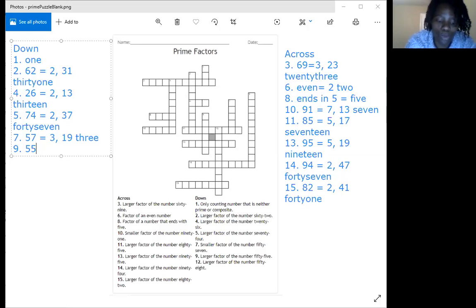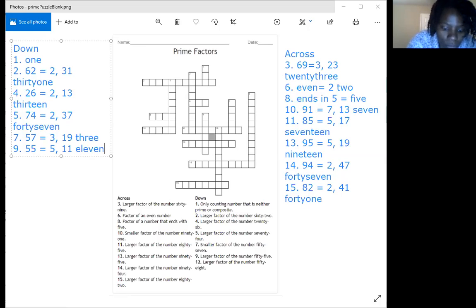So guess what? The 2 factors are 5 and 11. It has to be 5 as one of the factors since it ends in 5. And since it's a double number, it's going to have a factor of 11. Just like 77 has a factor of 11. 33 has a factor of 11. All of those numbers that are double numbers, they have a factor of 11. So great. We want the larger, so the answer is 11.